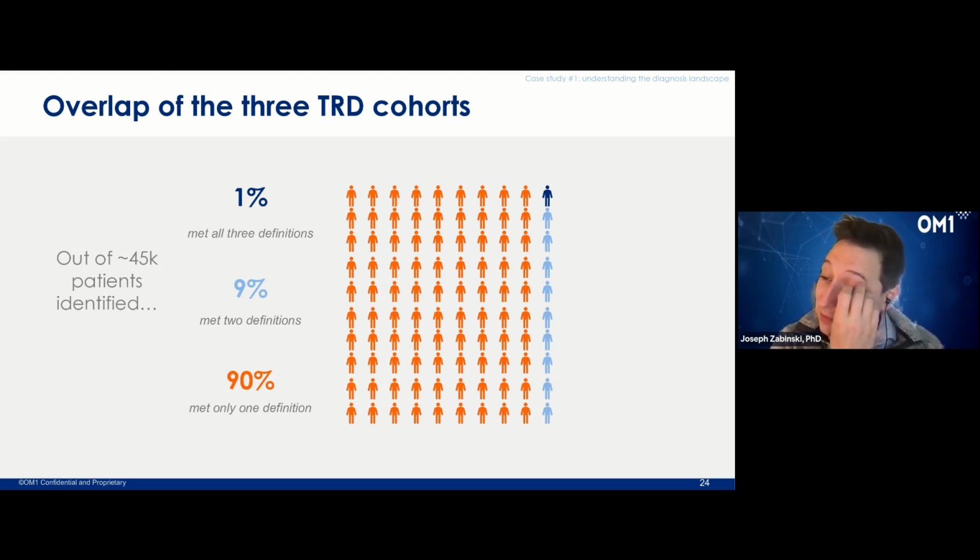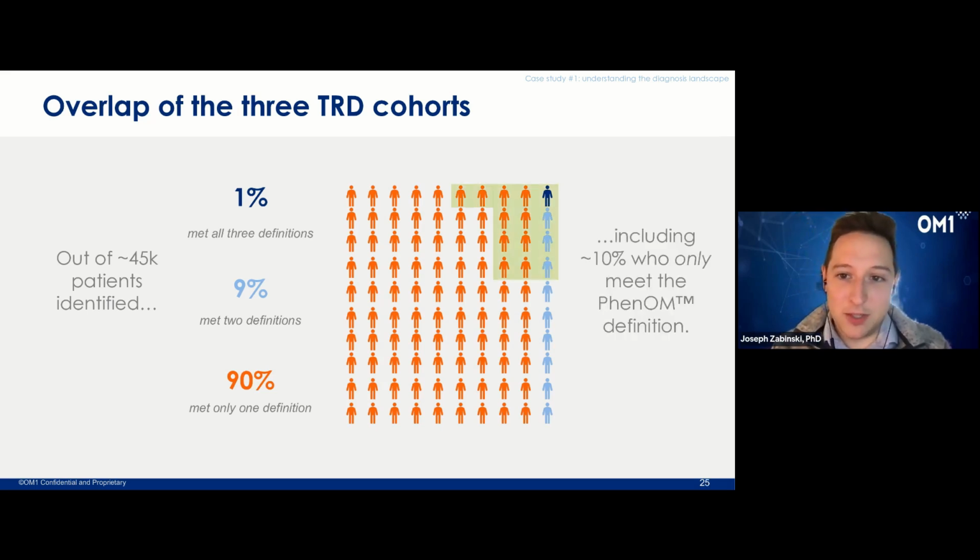That's pretty dramatic, because if we go back to how we came up with these definitions, they all have some reason to exist, right? We all have some sort of initial validity to think that they are going to capture treatment-resistant depression. But in fact, patients get missed. They fall through like Swiss cheese from these different definitions if you try to capture the same patient using more than one of them. 10% of patients within this big group met only the phenome definition.